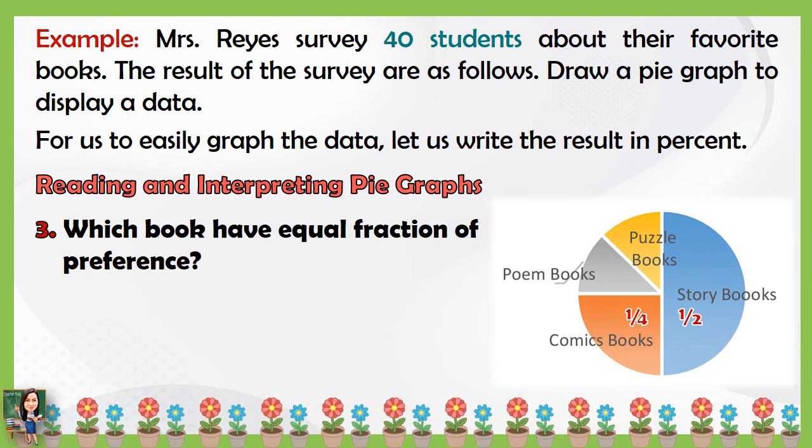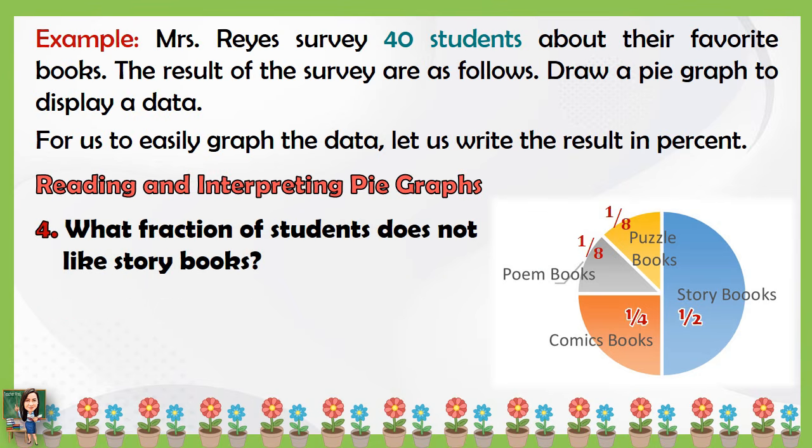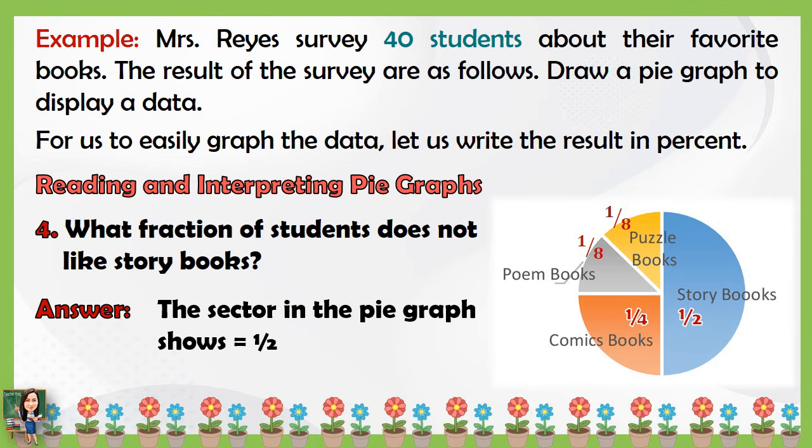Third question, which books have equal fraction of preference? So the answer is, poem books and puzzle books have equal fraction. So the fraction of this is 1/8 for the poem books and 1/8 for the puzzle books. And for number 4, what fraction of students does not like storybooks? So the answer is, the sector in the pie graph shows 1/2 of the students does not like storybooks.